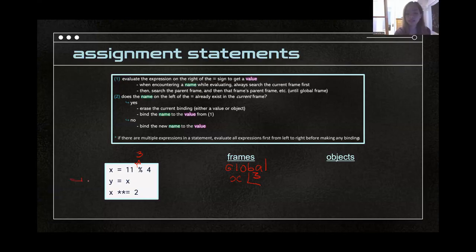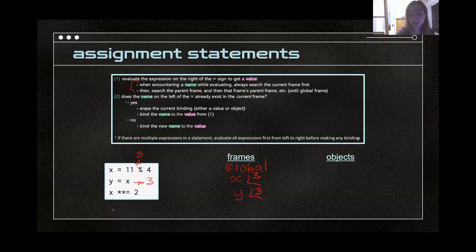Then, looking at assignment statement 2, we evaluate the right side of the equal sign, and this time we're encountering a name. So we need to search the current frame for that name. And we search the current frame, and we do find x, and x stores the value 3, so we know that this evaluates to 3, and we can go to step 2 now. In step 2, once again, we need to check whether the name y exists in the current frame yet. It doesn't, so we bind y to the value 3.